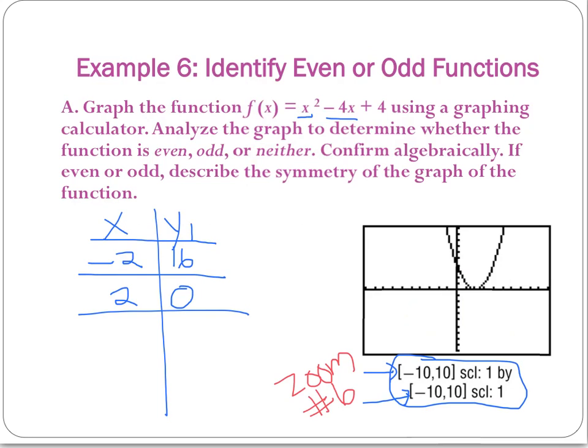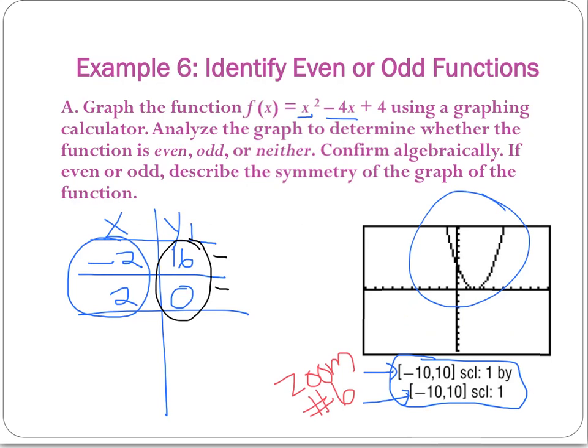And so right here, I know that this function, because I picked a pair of opposite x values, and I do not get the same y value here, that tells me that we do not have y-axis symmetry. Remember, with y-axis symmetry, opposite x values have to give you the exact same y values in your table. So we know that this is not an even function.